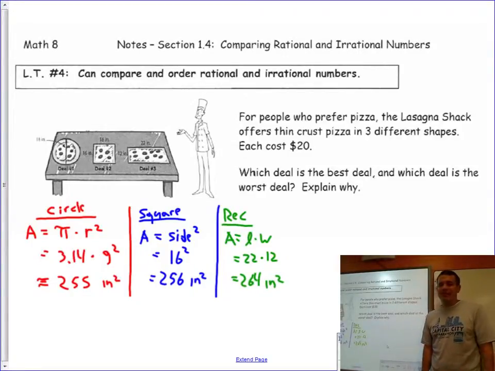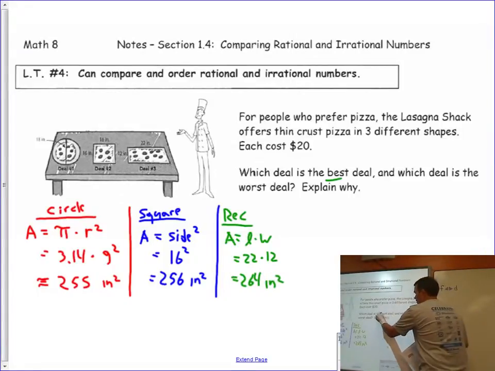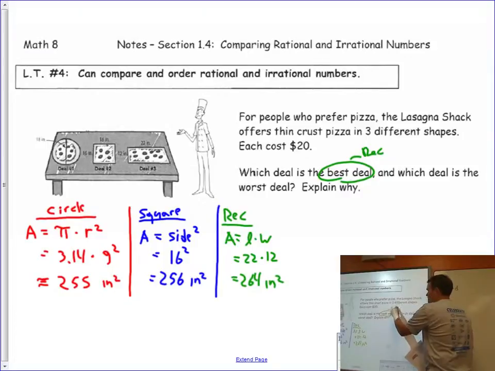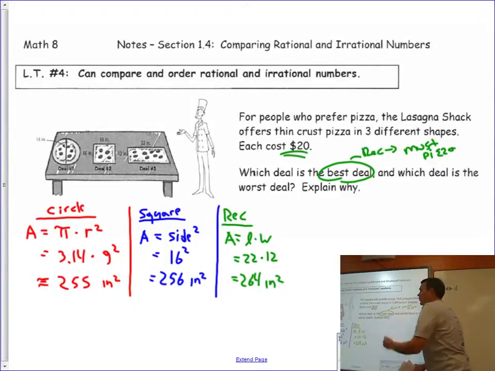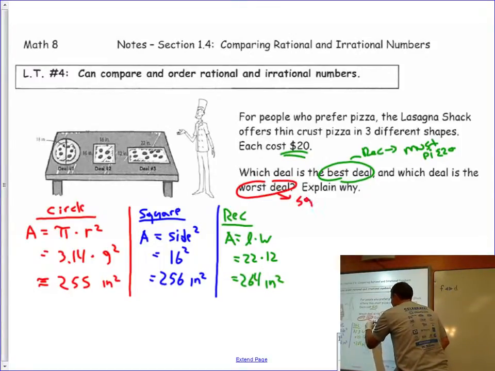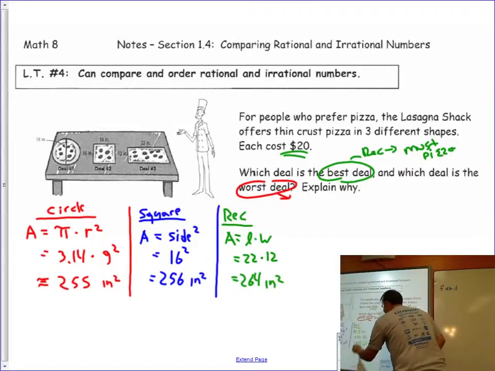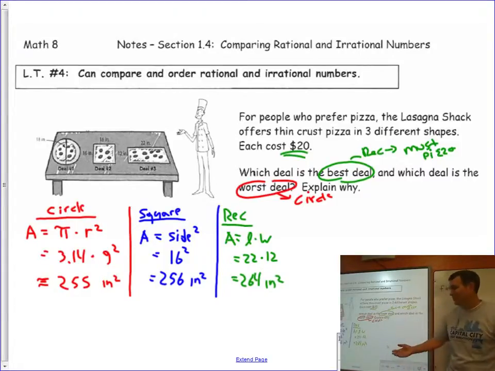And for the rectangle, I found the area by doing length times width, and that gave me 264 square inches of pizza. So obviously, the best deal was the rectangle because it gave you the most pizza. It gave you the biggest area of pizza for the same $20. And the worst deal was the circle because it gave you the least amount of pizza, only 255 square inches for the same $20. But I have a better question.